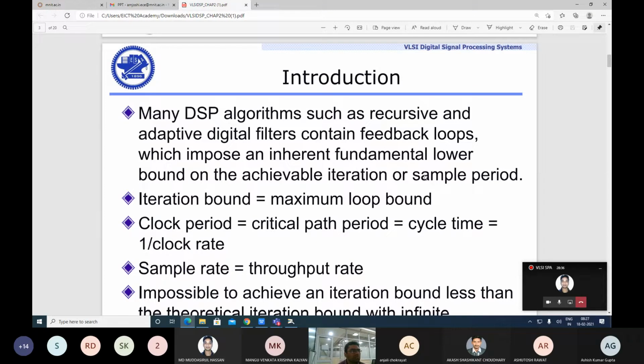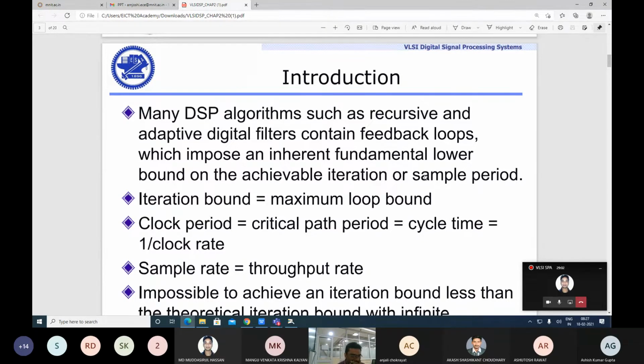Clock period is always defined for any system through the critical path, as we have seen. When we talked about retiming, we saw that if I want to find out a system's performance, which gives you the clock frequency, you need to find out the critical path.